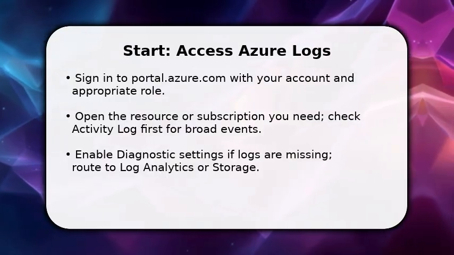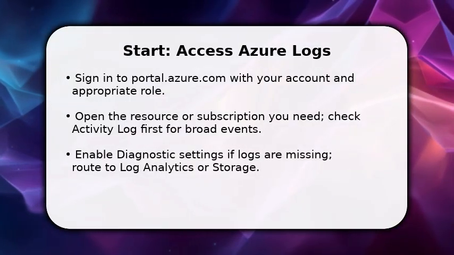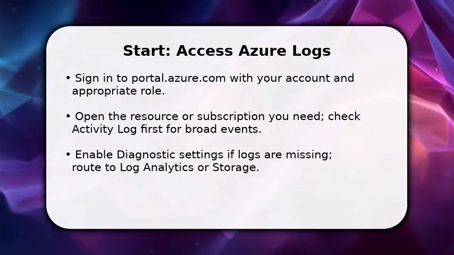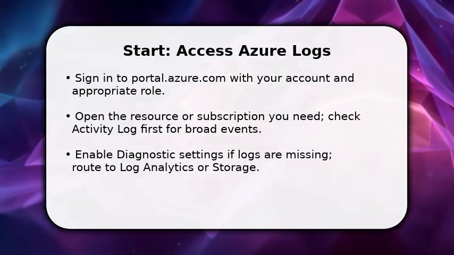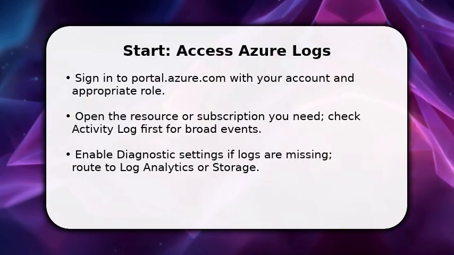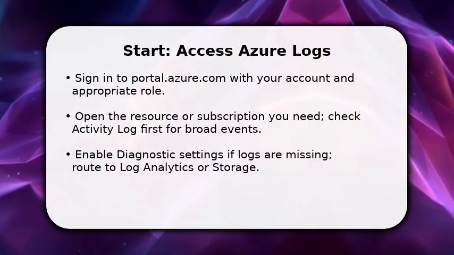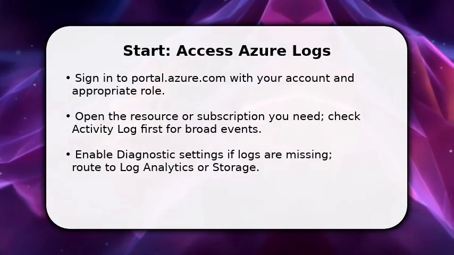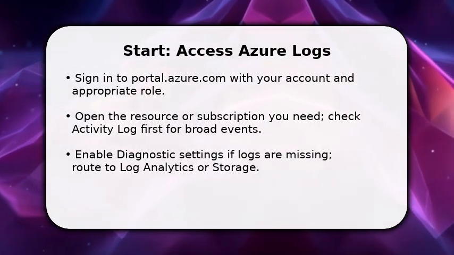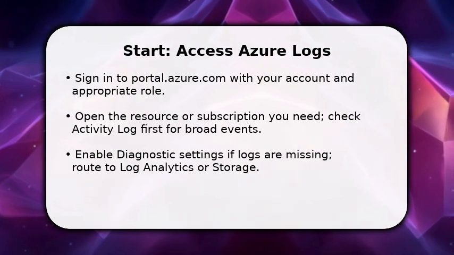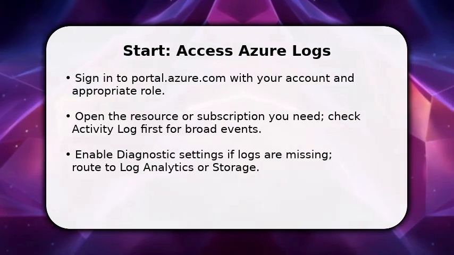Once signed in, navigate directly to the specific resource or the subscription blade and open the activity log for immediate, high-level events. If you don't see needed telemetry, make sure diagnostic settings are configured to send logs to Log Analytics, Event Hub, or storage. This step records detailed diagnostics going forward and prevents gaps in log retention.